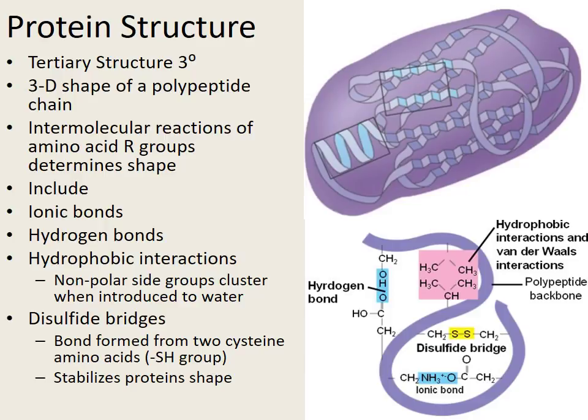Tertiary structure. Now we're getting into a 3D shape. This is a polypeptide chain that has a 3D shape. There are a couple of intermolecular forces, or intermolecular reactions, occurring within the polypeptide, and these are responsible for the 3D shape that takes place in this tertiary structure.